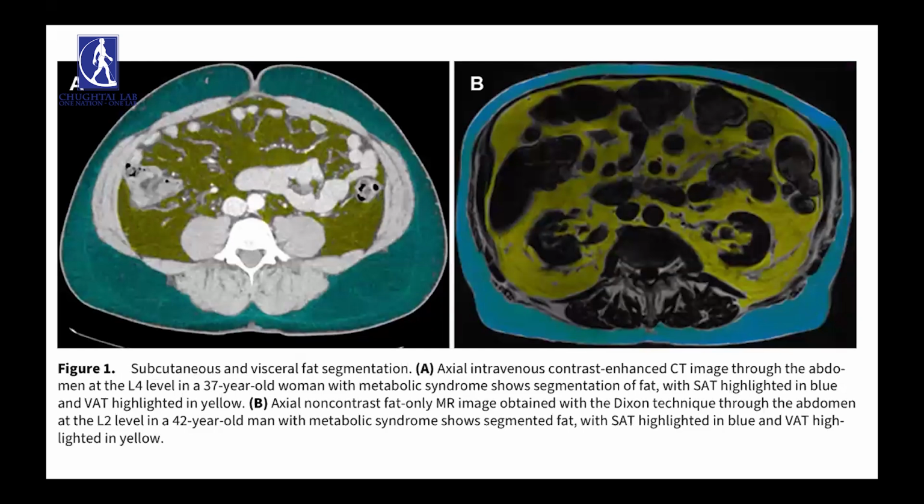So these images show subcutaneous and visceral fat segmentation. So what we do is we calculate the volume of fat and multiply it with section thickness to get fat segmentation. Here you can see that the visceral fat is represented by green and the subcutaneous fat is represented by blue.